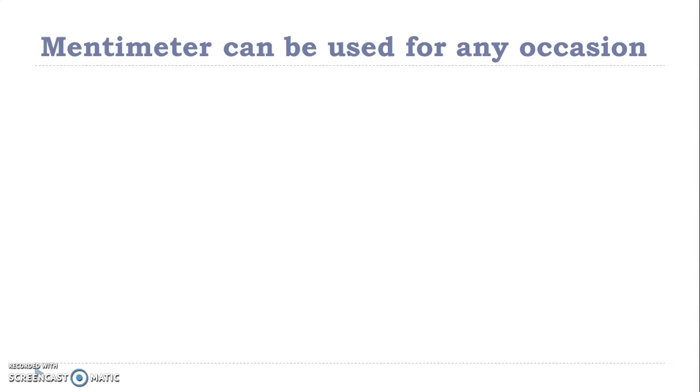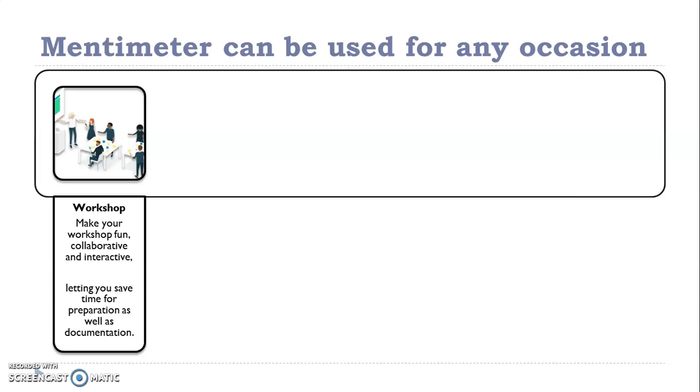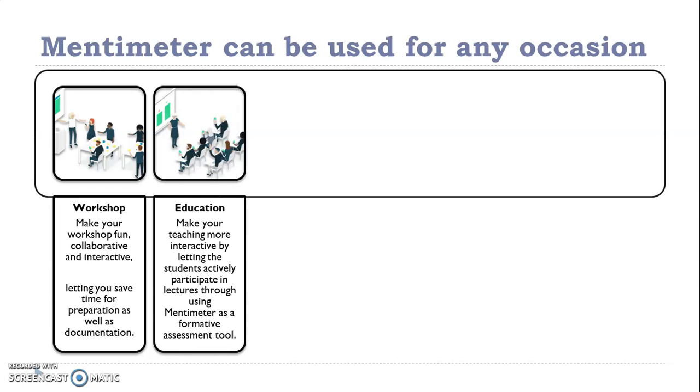Now, at what occasions can you use Mentimeter? Here we can say for the workshop. In a workshop, make your workshop fun, collaborative and interactive, letting you save your time for preparation as well as documentation. For education purposes, you can use Mentimeter to make your teaching more interactive by letting the students actively participate in lectures through using Mentimeter as a formative assessment tool.